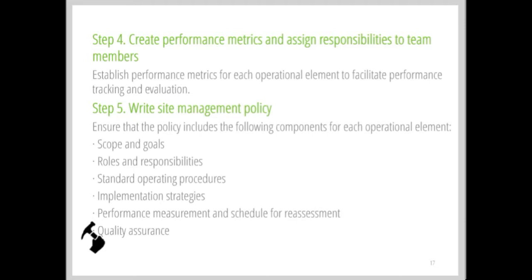The next step is to establish performance metrics for each operational element to facilitate performance tracking and evaluation. Performance metrics allow teams to gauge ongoing progress. Team members who will be responsible for gathering, tracking, and evaluating performance information should be identified. The team should then write the management policy to include the scope, goals, roles and responsibilities, strategies, and performance measures and quality assurance.